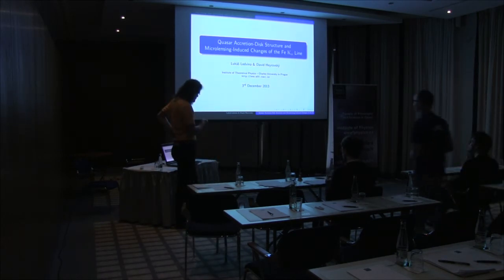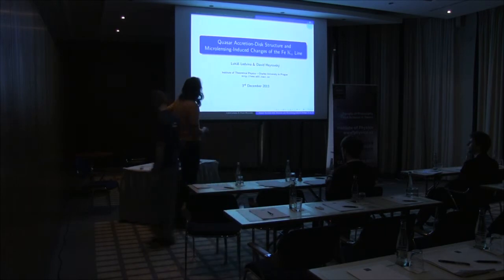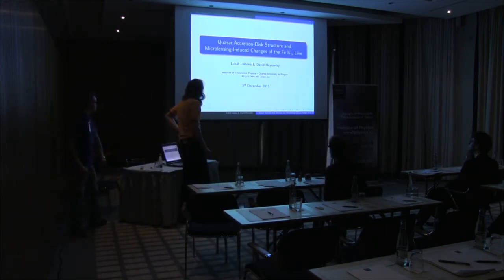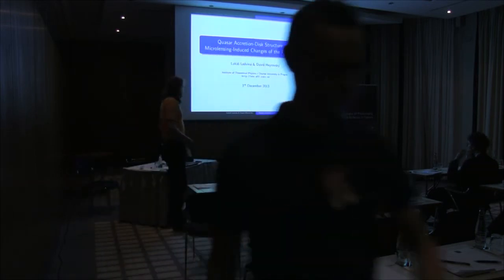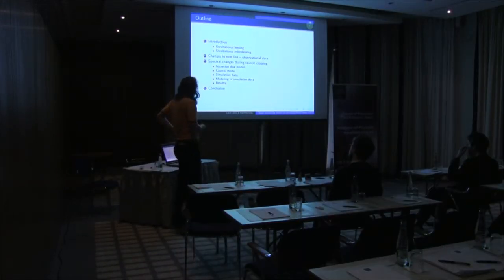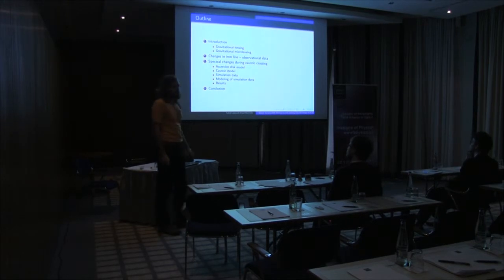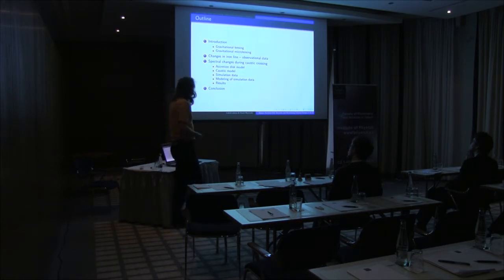Ledvina, and I would like to tell you something about Quasar Accretion-Disc structure and Microlensing-Induced changes in iron K alpha line. So in the first part, I'm going to tell you something about gravitational lensing and especially about gravitational microlensing. In the second part, I will show you some observational data from Chandra, and in the third part, I will show you our model for modeling the iron line, modeling for the caustic crossing of accretion disk.